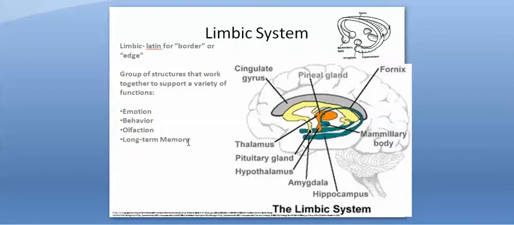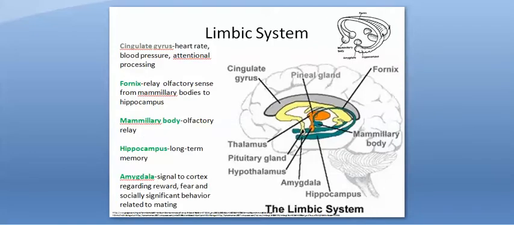But then we have the olfactory sense, so it's just interesting to me why it's located there. If anybody can figure out why, or let me know, because I think it's just fascinating. So the limbic system helps modulate emotion, behavior, olfaction, and long-term memory. And it does that via these groups of structures. So let's go into those groups of structures and break down each structure's function and location.